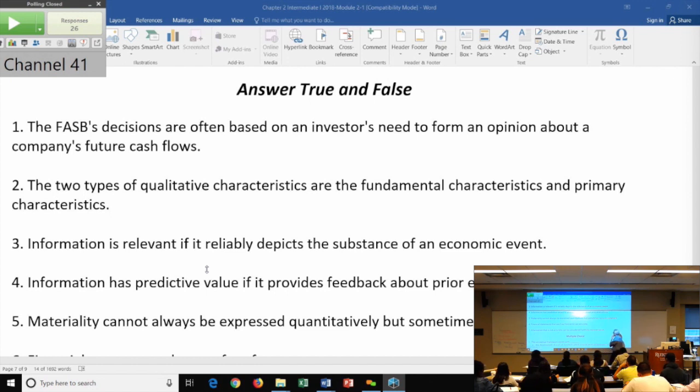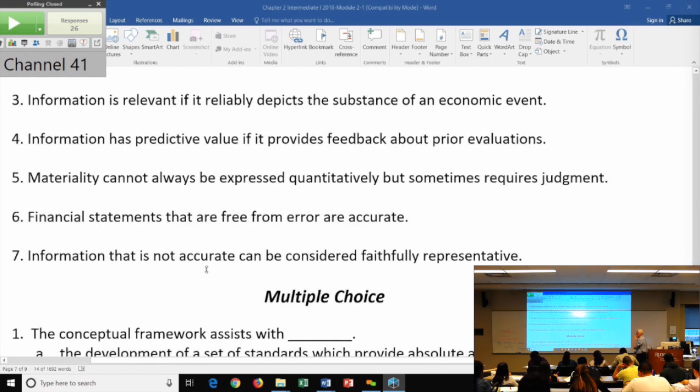Number five is true. It's not always quantitative. It could be qualitative. As we said, if the SEC is investigating a company for fraud, there's no dollar amount there yet, and it's material. Now, number 6 and 7, as I said, kind of difficult to play with because of accuracy.